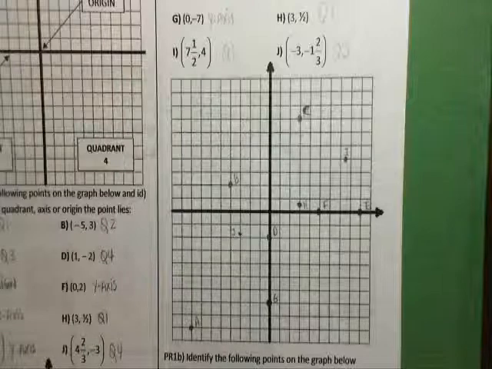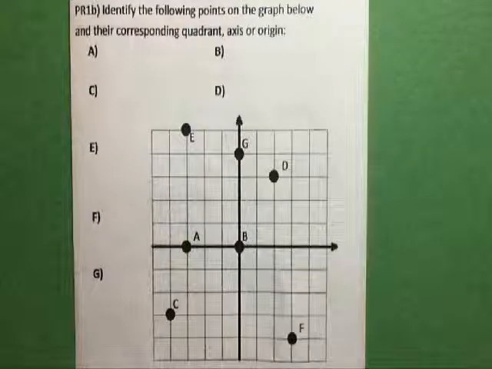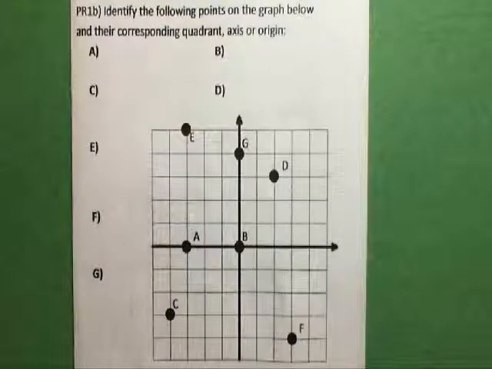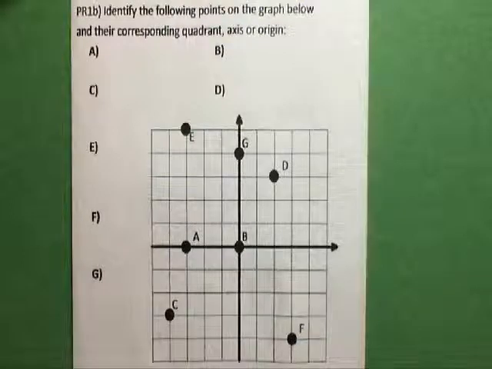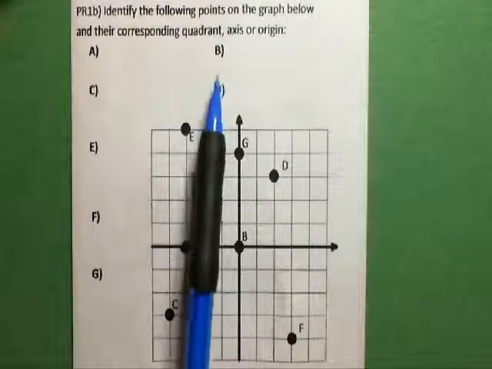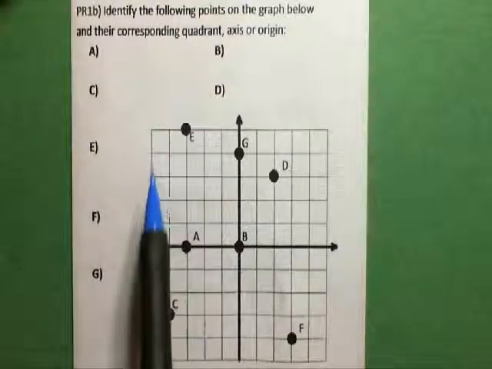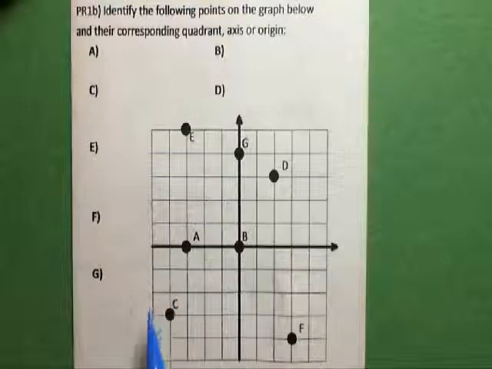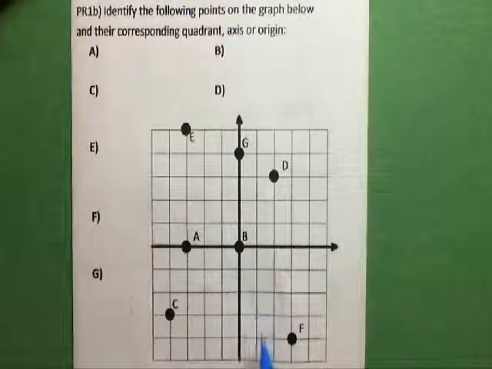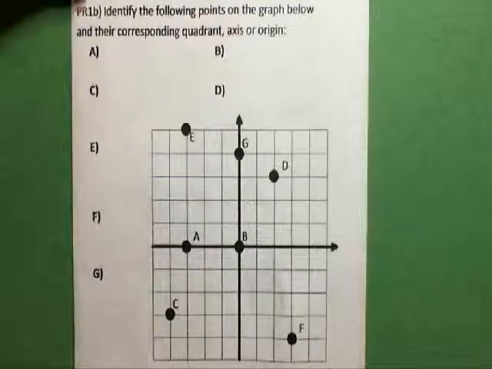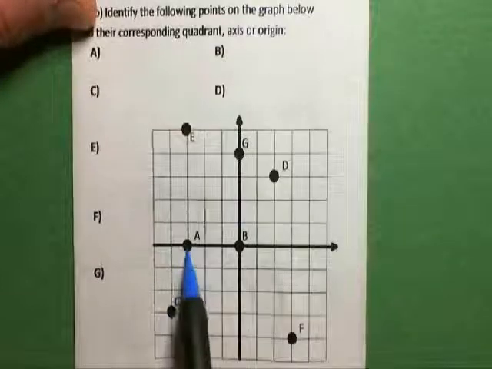Alright. So now we're going to move to the next set of problems. The next set of problems talks about identifying the following points on the graph below and the corresponding quadrant, axis, and origin. So basically now, instead of making points, we're going to identify the points already on the graph, and also, as before, identify the quadrant or axis or origin. Okay, so if we start with letter A, it is right here.